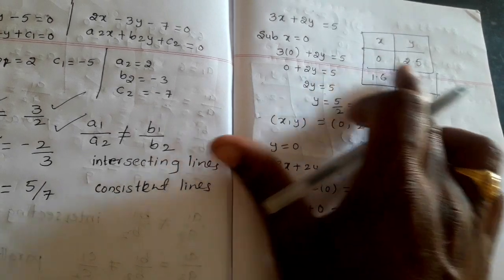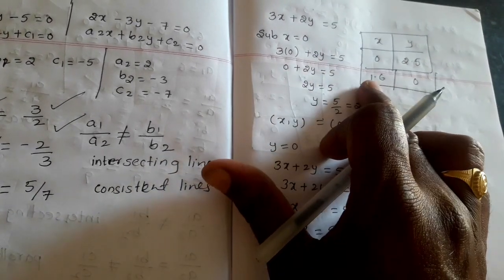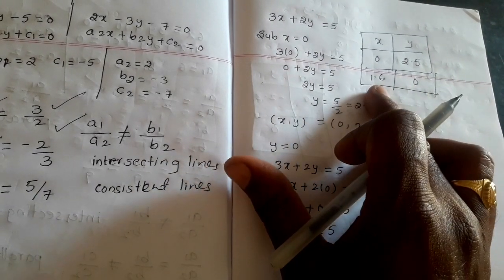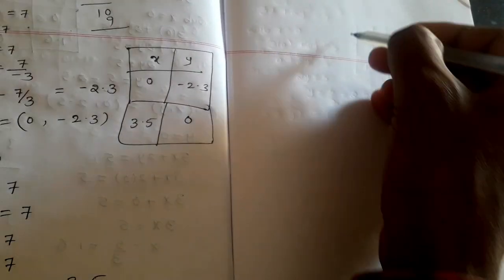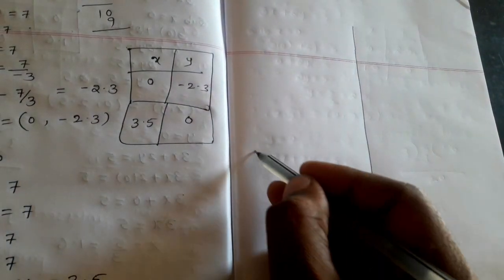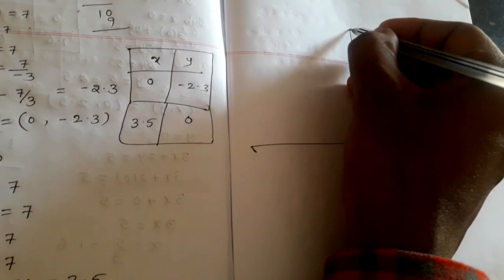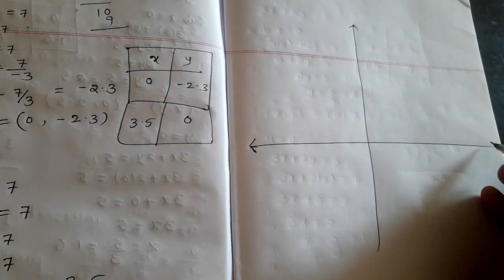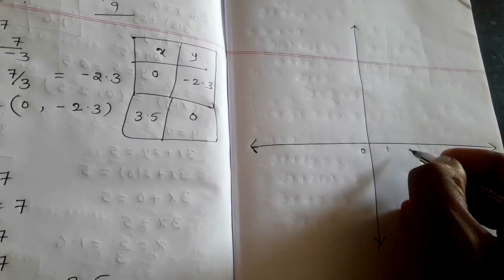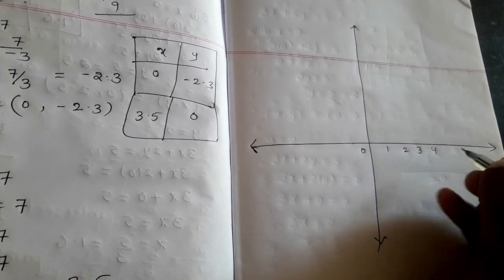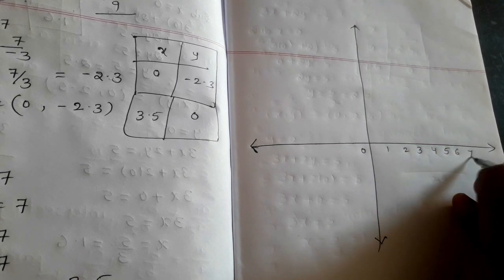So when x is 0, y is 2.5. y is 0, x is 1.6. So here are the second line's points. Now we will draw the graph for these points. So I am taking a rough graph here. So this is the origin. 1 2 3 4 5 6 7 8.